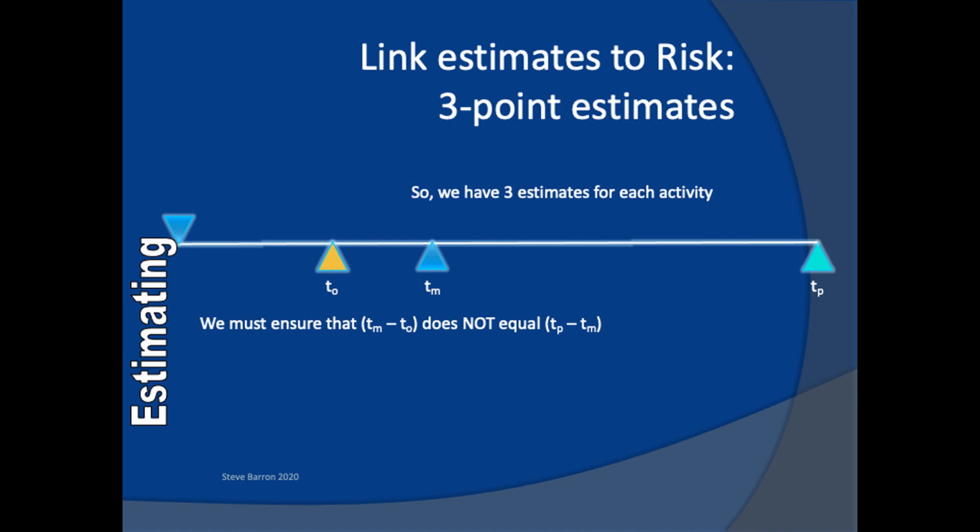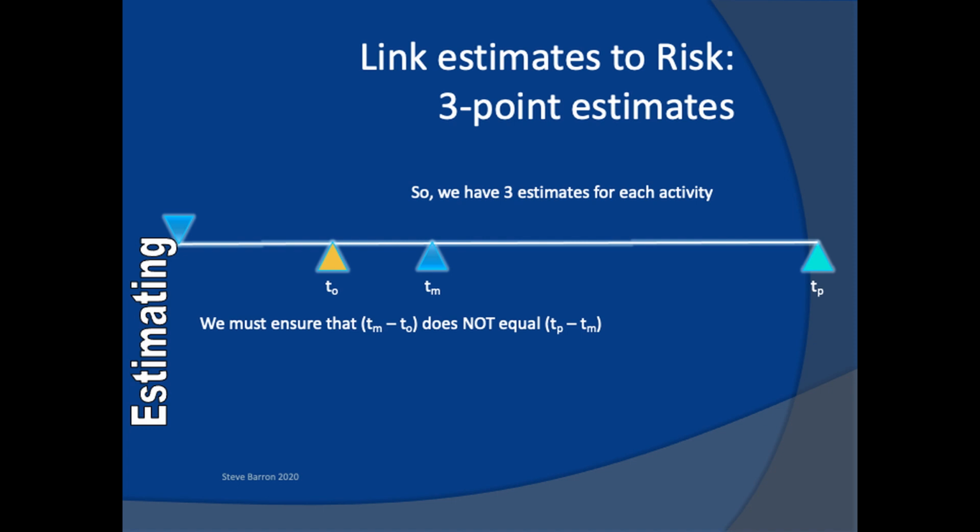There is an important rule in this method that says that the most likely estimate must not be directly in the middle. In this diagram, the most likely estimate is shown on the timeline closer to the optimistic estimate. Such a relative position indicates that this activity has low overall risk. If Tm is closer to the pessimistic estimate, this would indicate that the activity has higher risk.